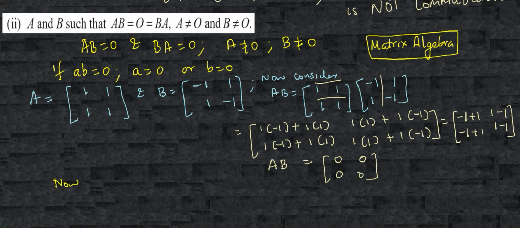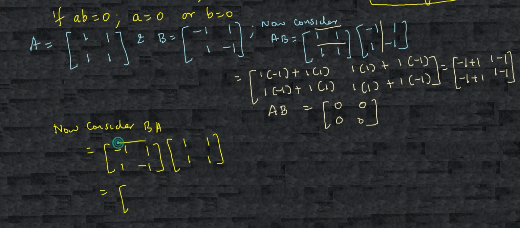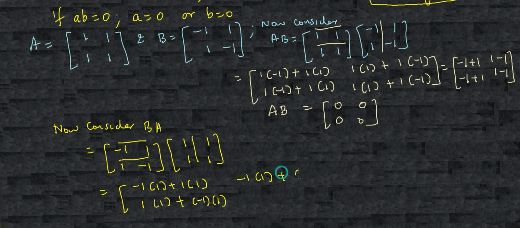Now let us consider multiplying B times A. So the matrix B is negative 1, 1, 1, negative 1, multiplied with matrix A, which is 1, 1, 1, 1. So take the row with the column. So negative 1 multiplied with 1, positive 1 multiplied with 1. Take the row with the column, 1 multiplied with 1, positive negative 1 multiplied with 1. Again the row with the column, negative 1 multiplied with 1, positive 1 multiplied with 1.